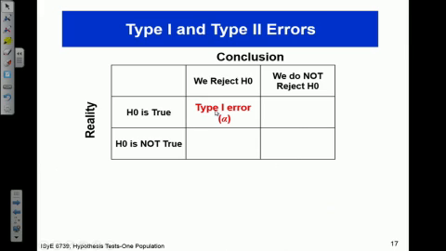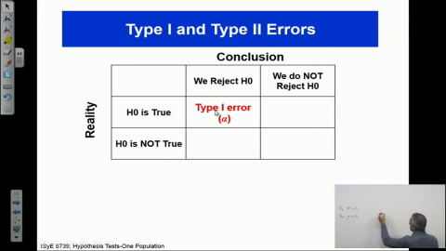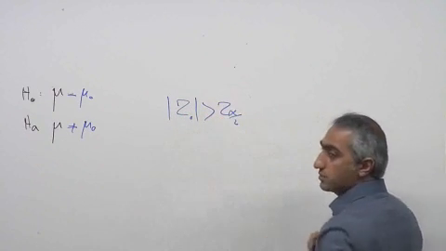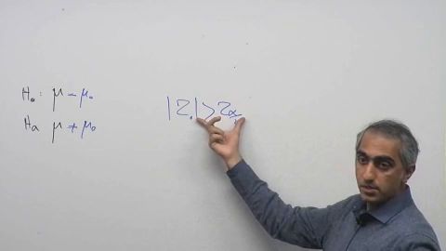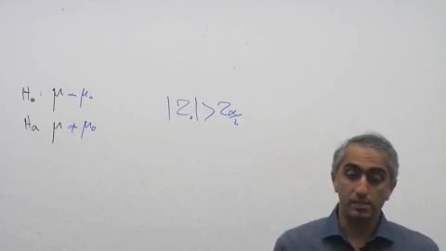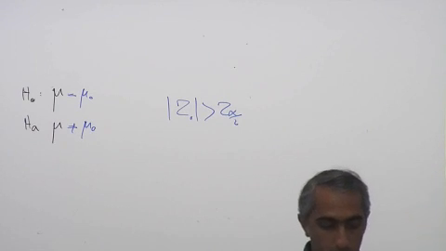So basically, in reality, mu is equal to mu 0, but the sample that you collected says otherwise. The sample gives you Z greater than Z alpha over 2, so your sample rejects your hypothesis. But in reality, this is true. So that's the error. What is the other type of error?